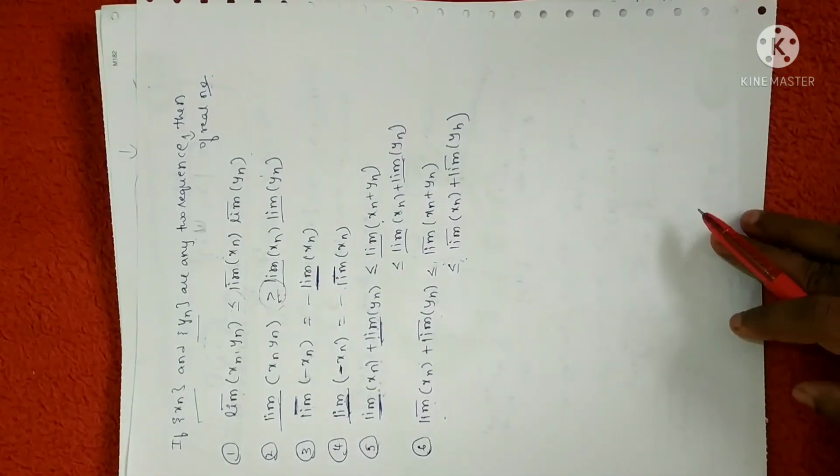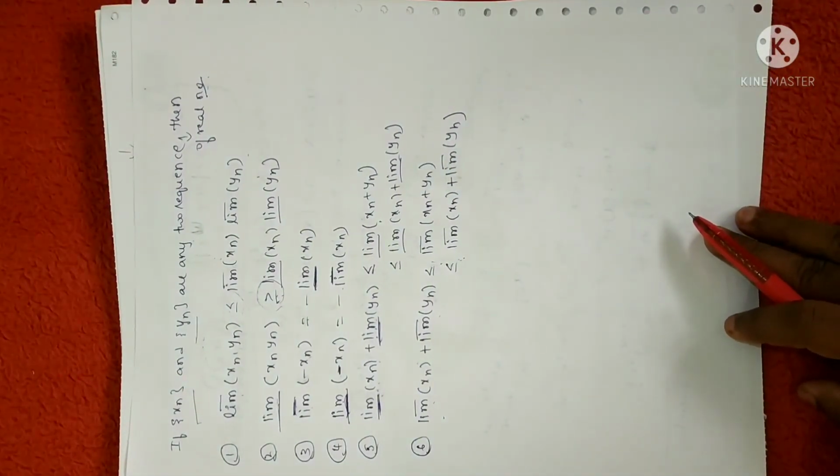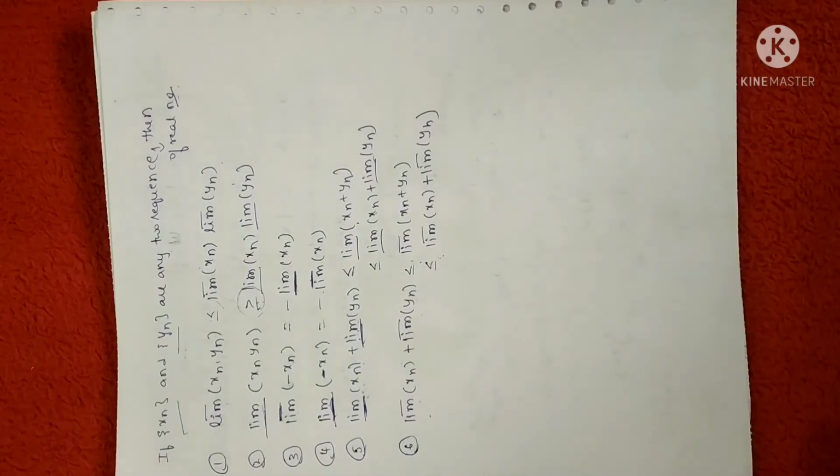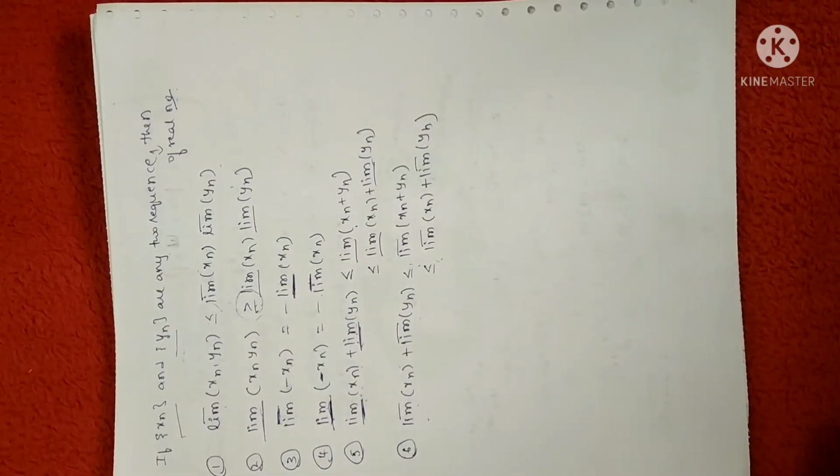So this concept is regarding limit superior and limit inferior. I hope it is clear for you. In the next session I will start with a very important concept, the radius of convergence.